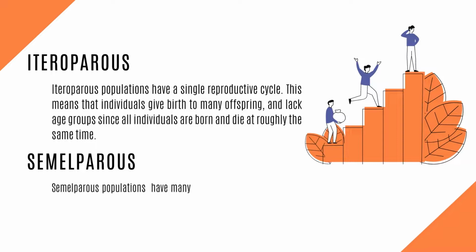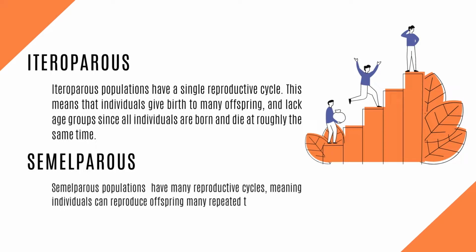Semmelphorous populations, meanwhile, have many reproductive cycles, meaning individuals can reproduce offspring many repeated times. This also divides the population into age groups since not everyone is born at the same time. They grow at different periods, of which individuals in similar stages in their life are grouped together to form these age groups.